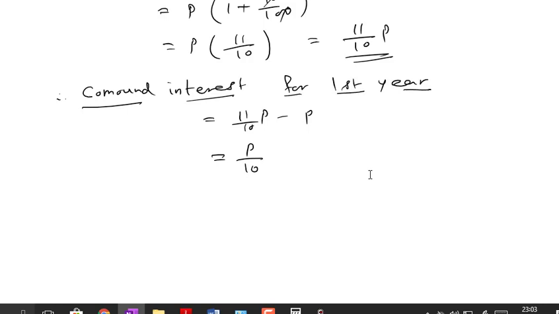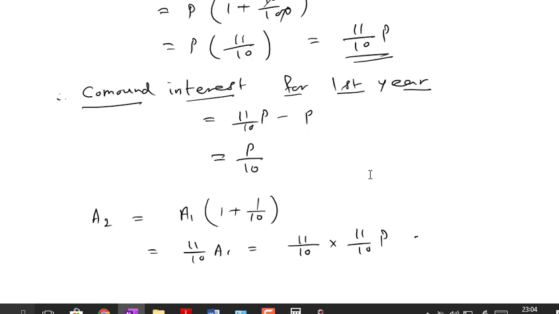Okay. Now A2 is the amount after 2 years. So for that we will take A1 as the principal, then again it is 1 plus R upon 100, that is after simplification 11 upon 10, so A2 is 11 upon 10 into A1, and the value of A1 is 11 upon 10 P. So this gives us 11 into 11 is 121 upon 100 P.